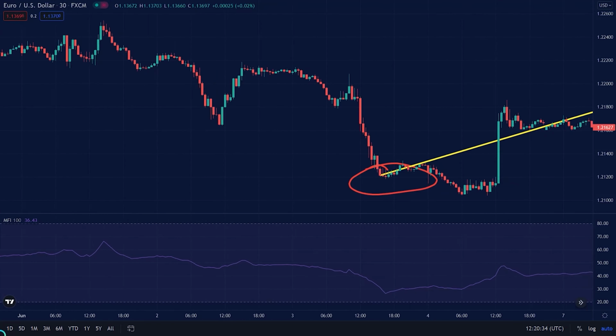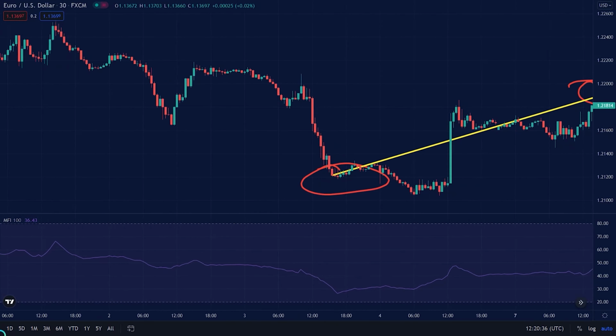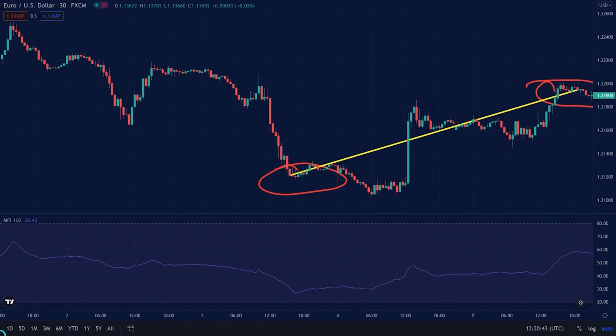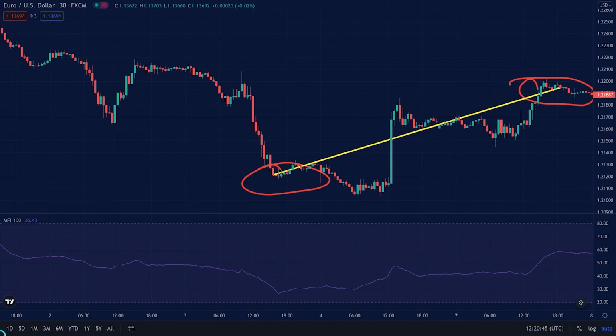But you have to wait. You have to wait because the strategy has rules. And if you don't follow the rules, then you are a gambler. And there we could close the trade. Really important stuff.